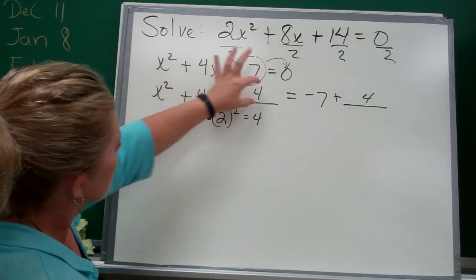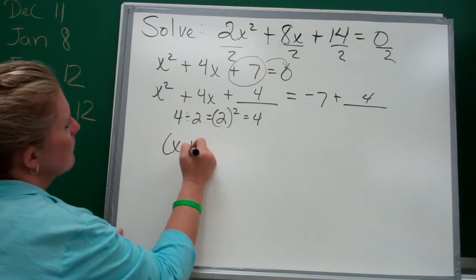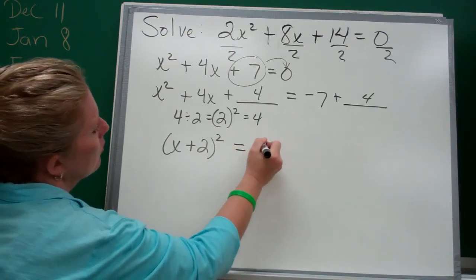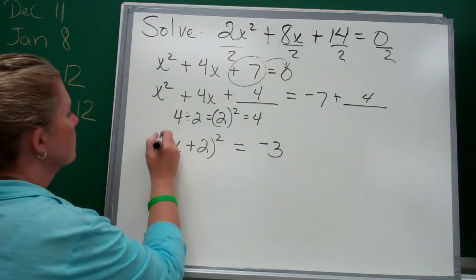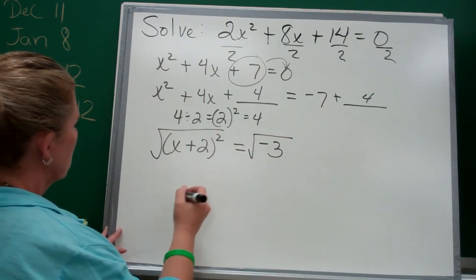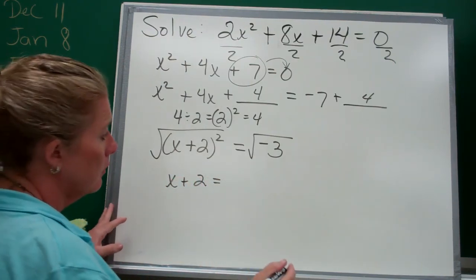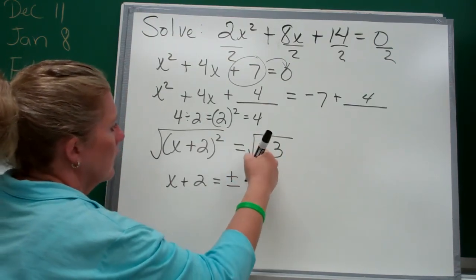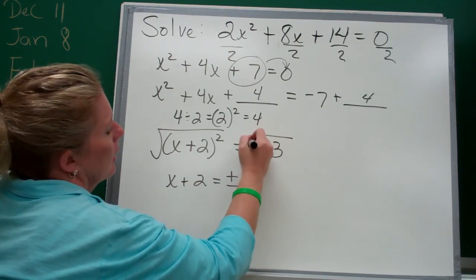Now, factor, combine. We've got x plus 2 squared equals negative 3. Now we square root. X plus 2 equals, okay, the square root of negative 3. Remember, it's going to be plus or minus. You can't forget that. This negative becomes a positive, and you write an i in front.